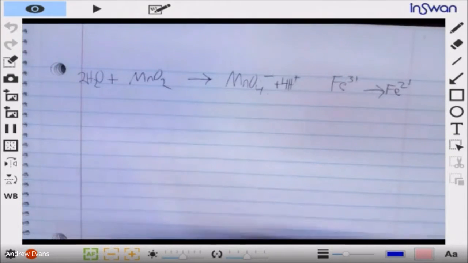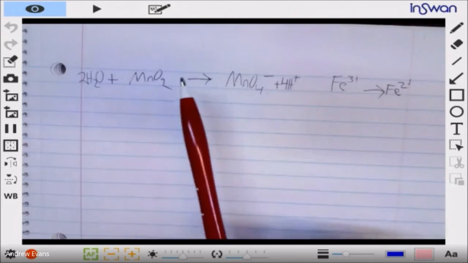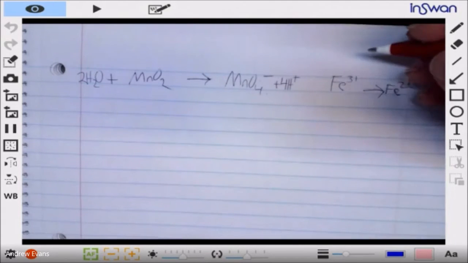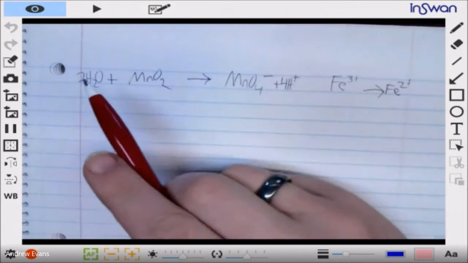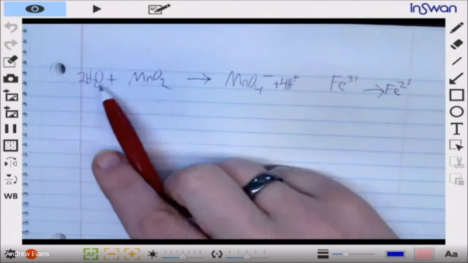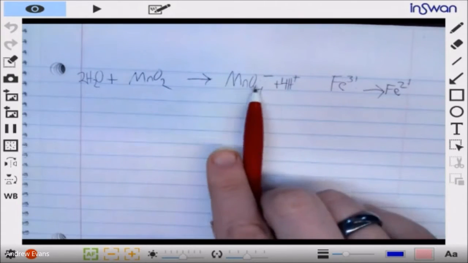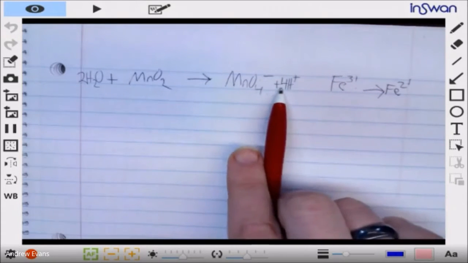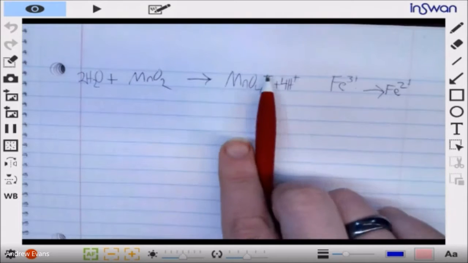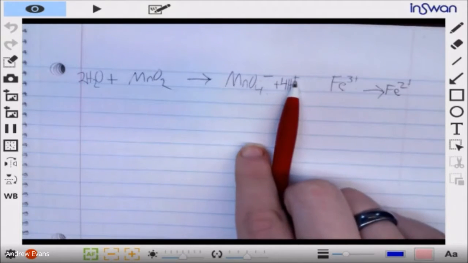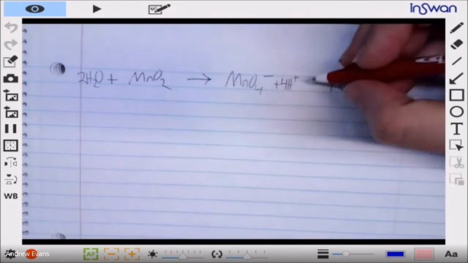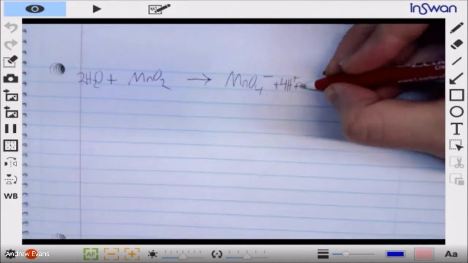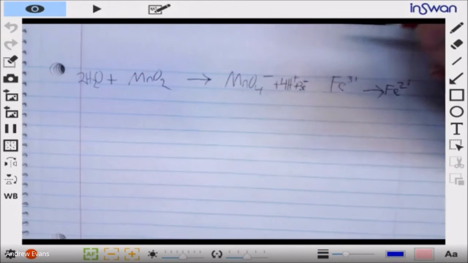At this point, we need to balance the charge by adding electrons. So the left charge and the right charge have to be the same. The left charge here is 0. The right charge here is -1 plus 4, so positive 3. Positive 3. So what am I going to do? I have to add 3 electrons.